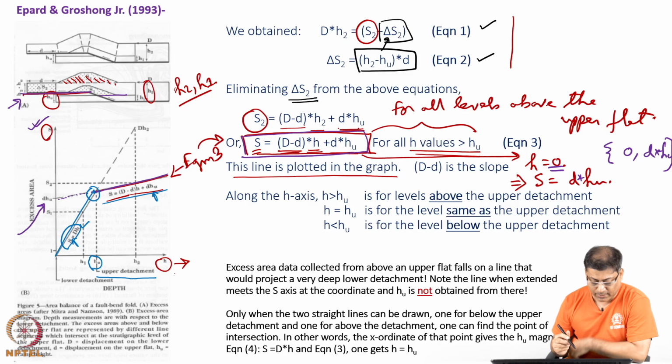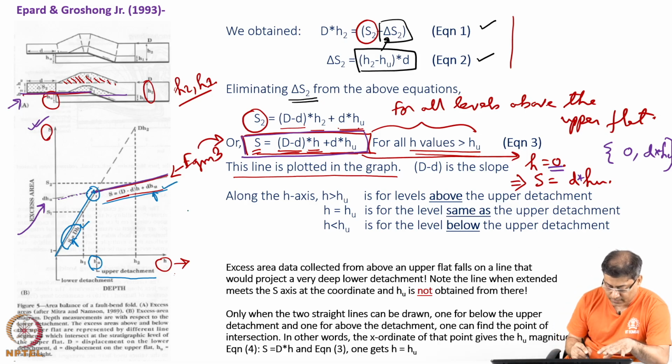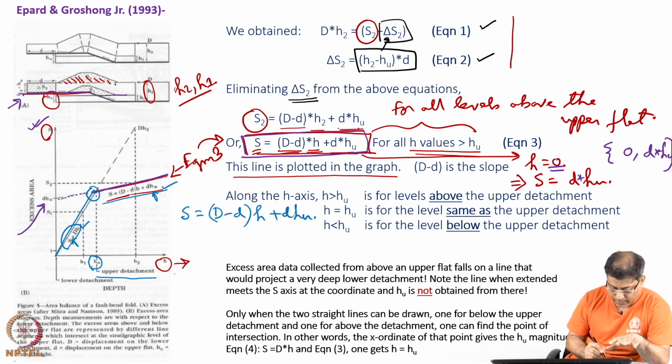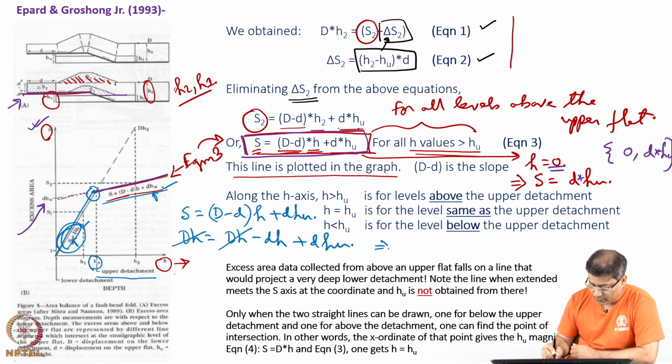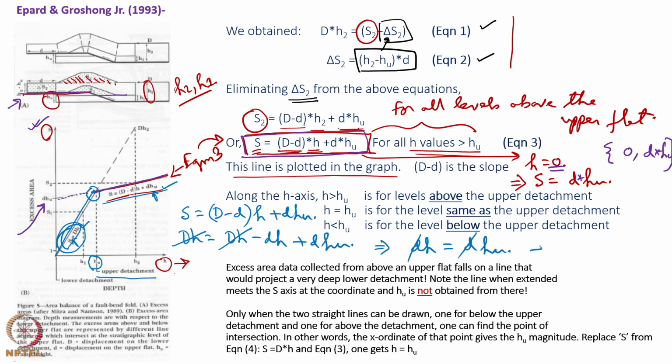Let us prove why it is so. First, let us write this equation, S equal to (D minus d) H plus dHu, and there in S I am putting capital DH. So, DH is equal to DH minus dH plus dHu. DH cancels out. From here I can write dH is equal to dHu, and then d cancels out. What remains is H is equal to Hu, and that is plotted here.